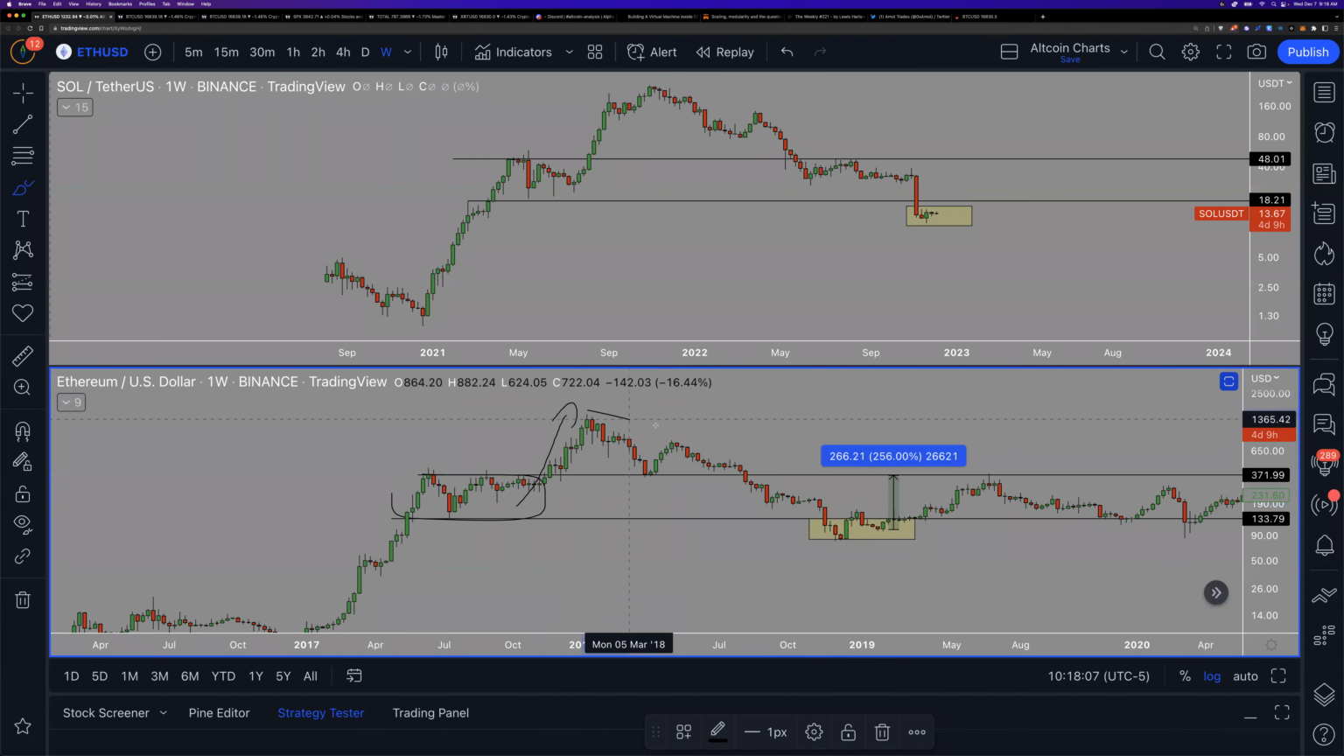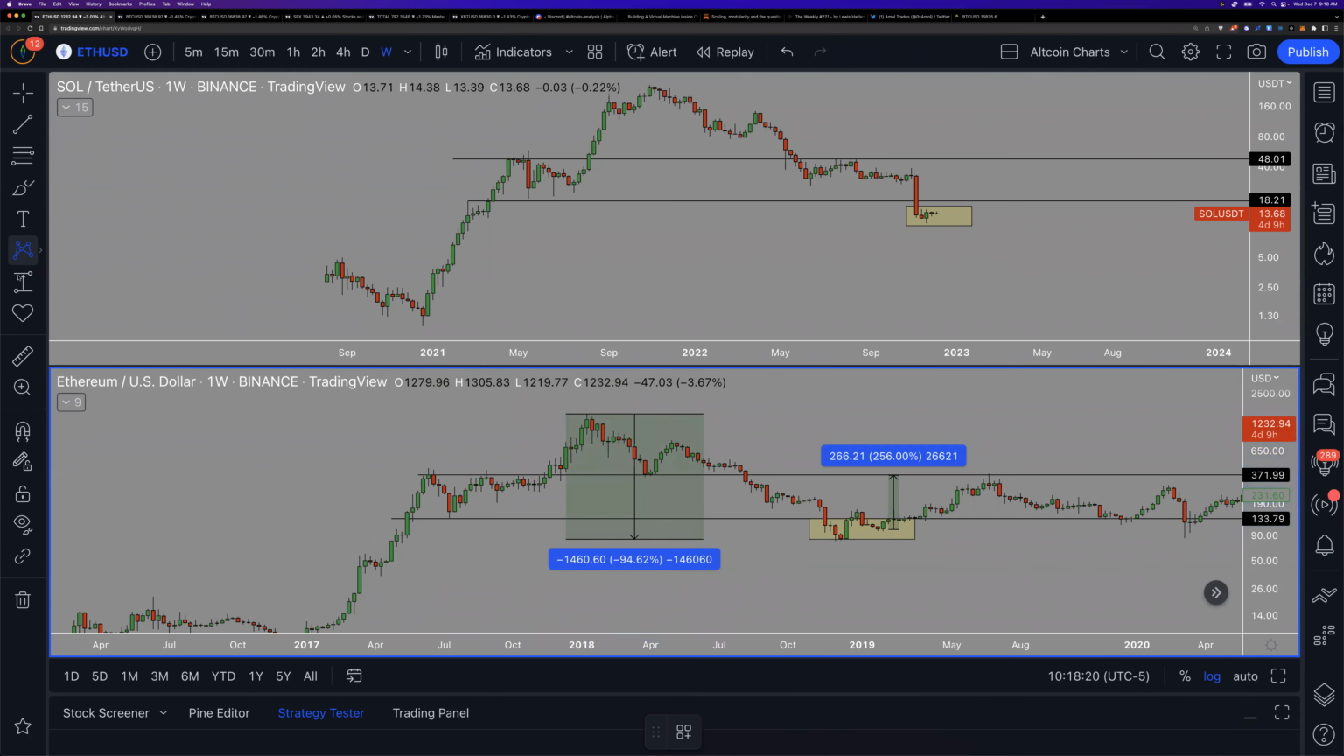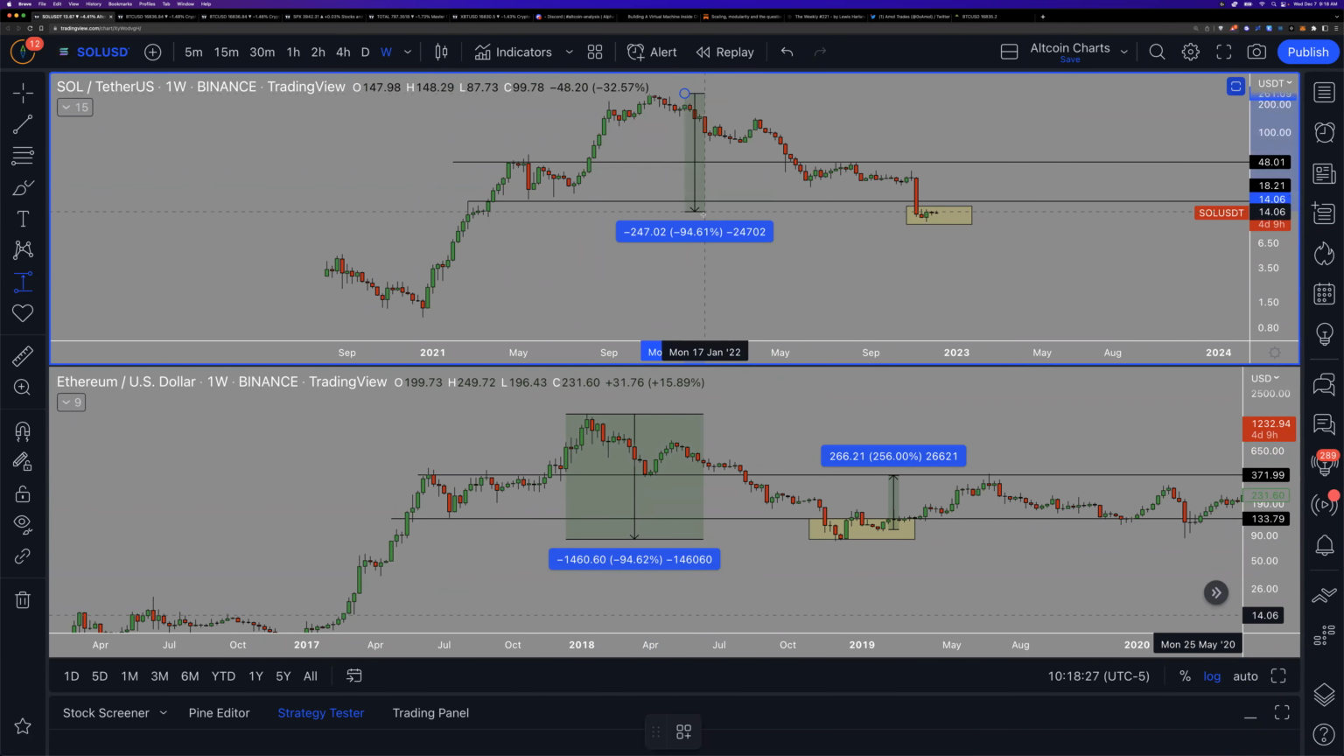And then the market went into a big bear market and retraced almost, I think, 95%, if I'm not mistaken. I think it retraced 95% from the highs, right? So you can see right there, 94.62. Guess what? Solana, similarly, had that range. From the highs, Solana was also down about 95% or so, right? Maybe a little bit deeper, but 95% approximately.